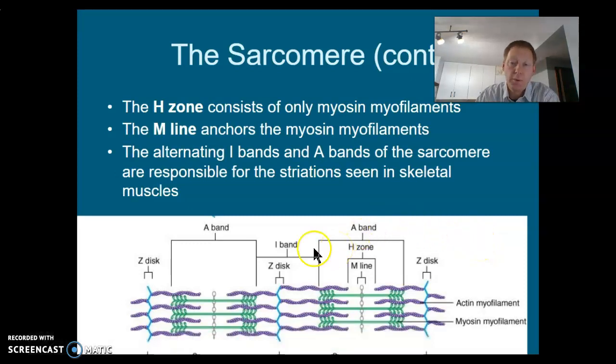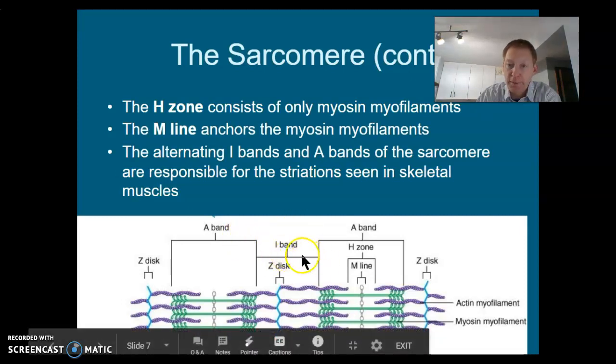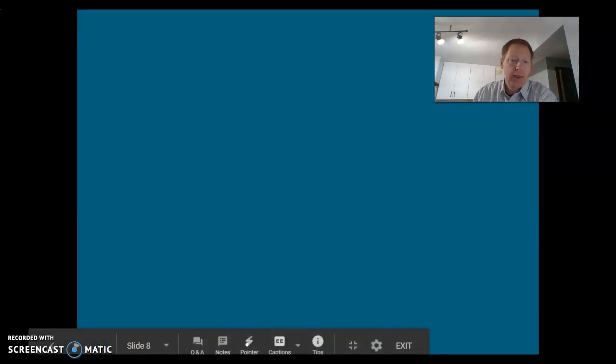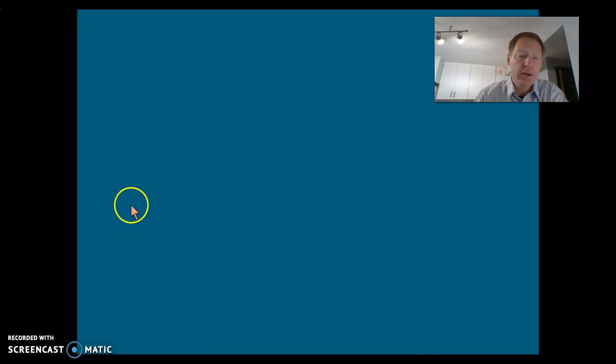And what we were actually able to see is that we were able to make muscles contract under a microscope. And so what we could see is what happens to these light and dark colored bands as the muscle contracts. And that's it. We'll get into the actual muscle contraction in the next notes.